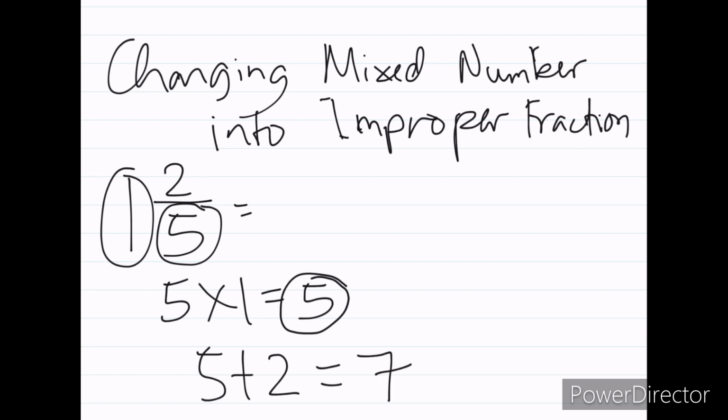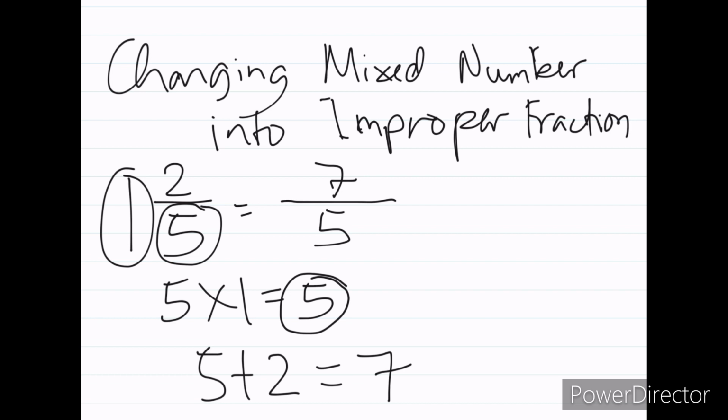7. So finally, use the same denominator. So 7 is our numerator and our denominator is 5. So why 7? Because 5 times 1 is 5 plus 2. The sum is 7. And copy the denominator, which is 5.